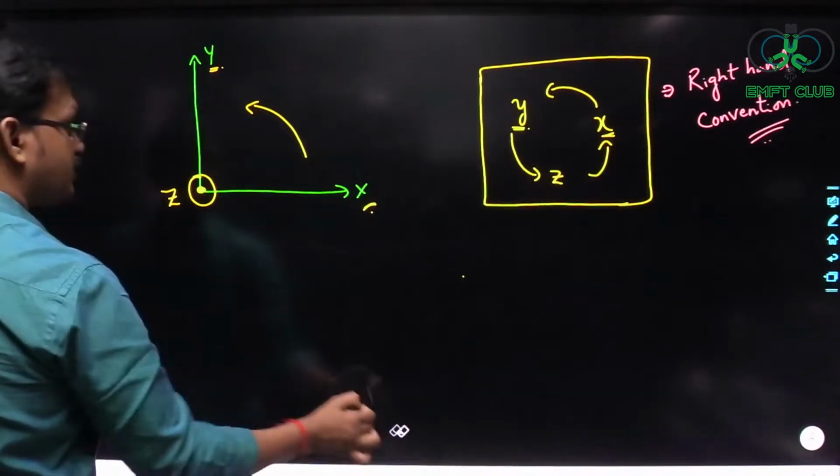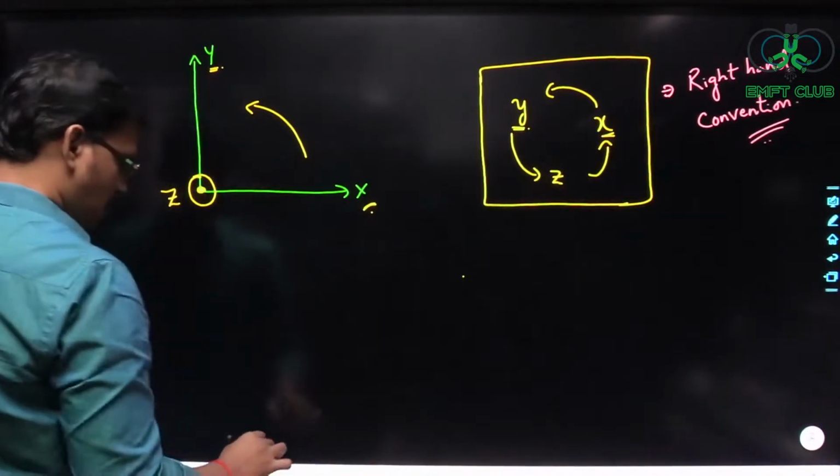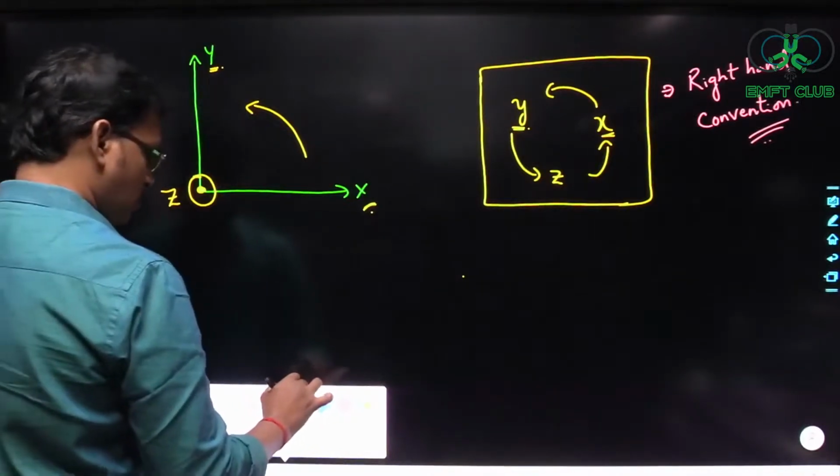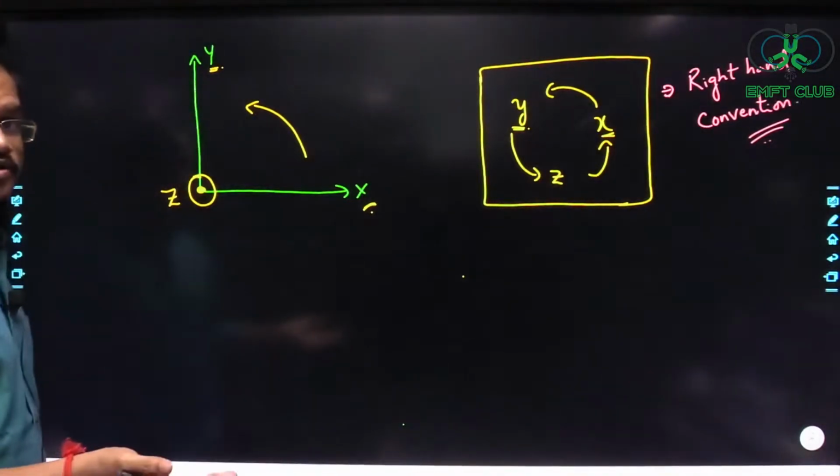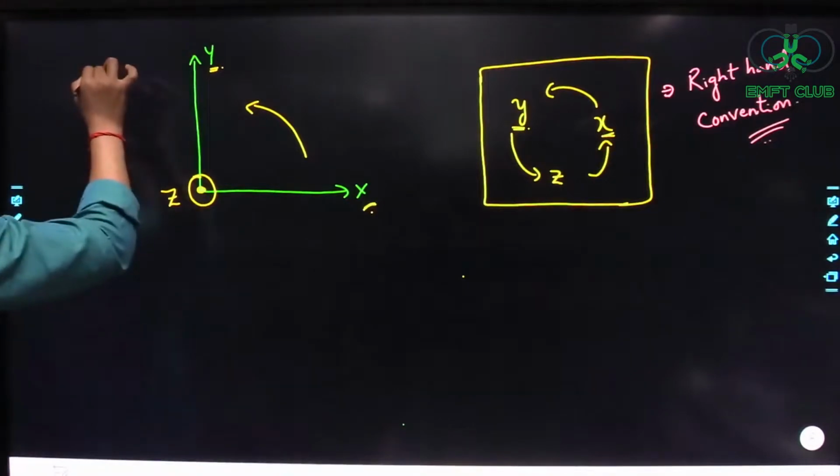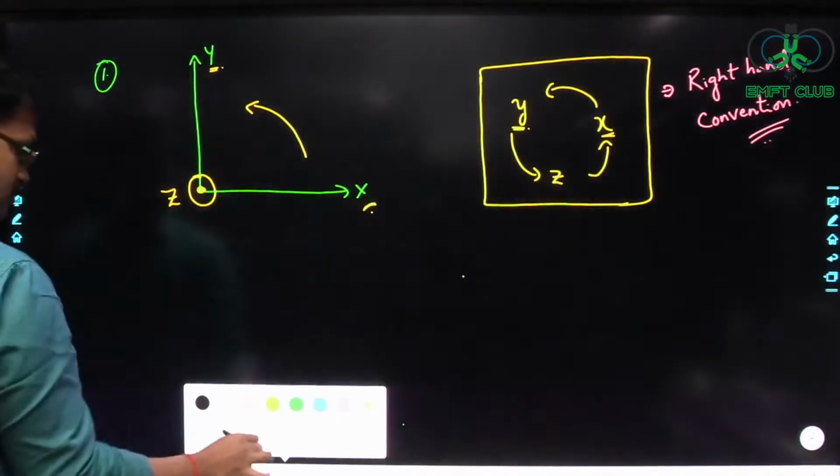So here the z axis is coming out of the board. Now I will give you some examples. You have to tell me the direction of the third positive coordinate axis. This is the first one. Next, the second one.